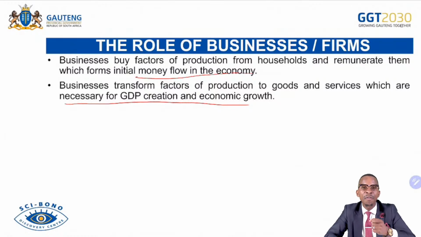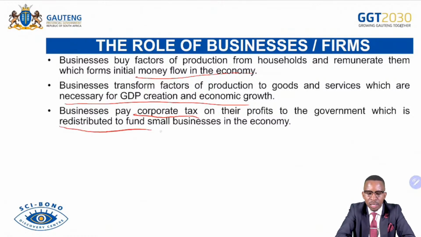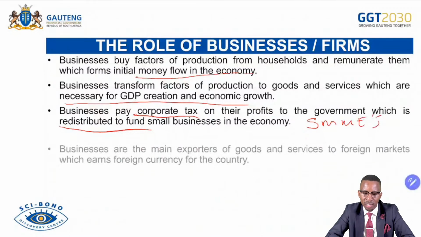So they are important for that because they create the GDP of the country. Businesses pay corporate tax or company tax to the government on their profits. So after they've earned their profits, business will always be paying the company tax or corporate tax to the state, which can be used by the government through redistribution to fund small businesses in the economy. We call them SMMEs, small, micro, and medium enterprises in the economy. So they are funded by the government through this amount that is received from company tax or corporate taxes.